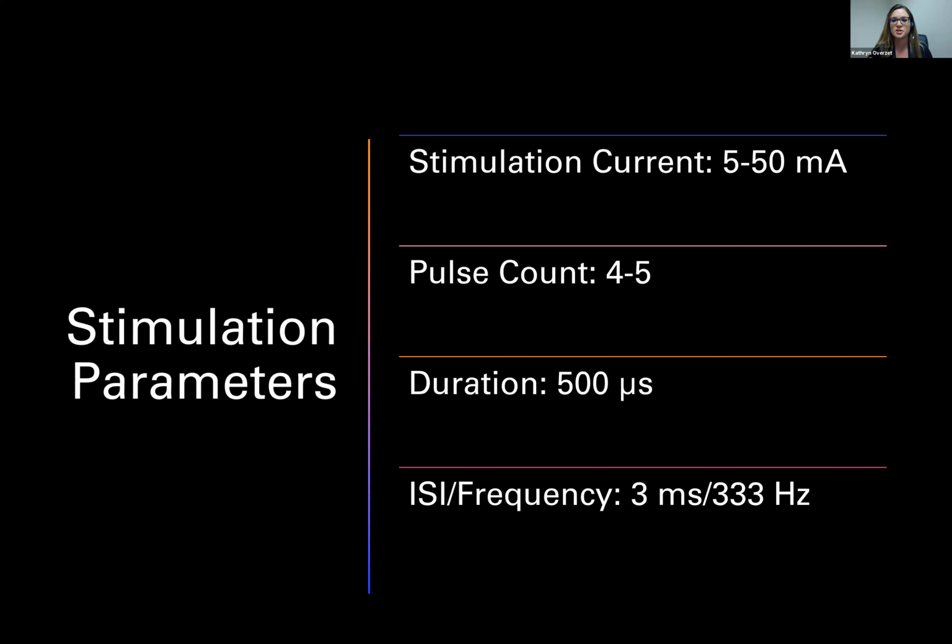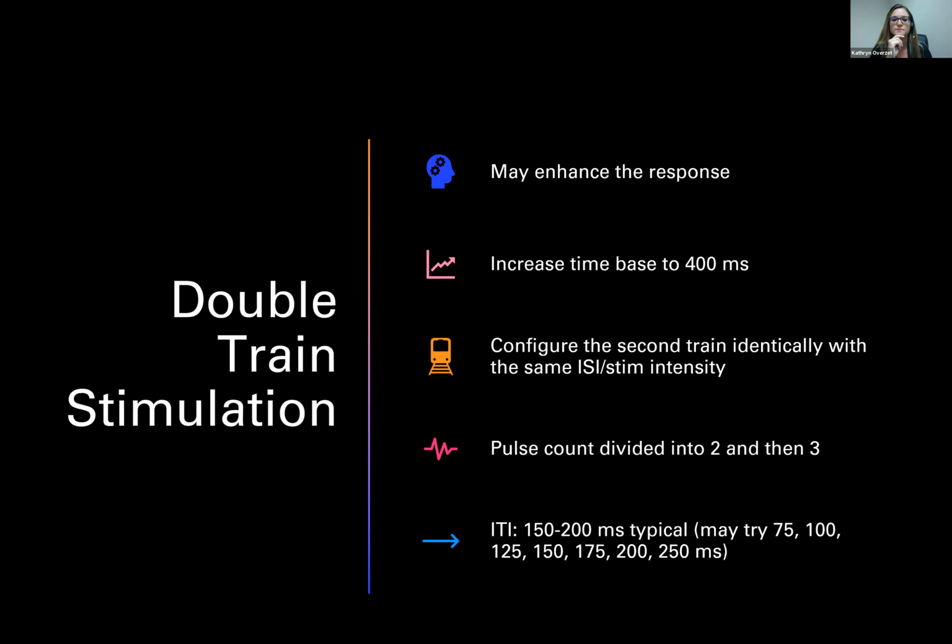But your stimulation parameters: 5 to 50 milliamps, pulse count of about 4 to 5. The duration is going to be higher than you typically would use for your posterior tibial nerve or other SSEPs, of 500 microseconds, and then an ISI of 3 milliseconds, or 333 hertz, if that is what your machine is set to. A double train stimulation, if you're having trouble getting your responses with those values, is definitely the next step to try. It can definitely enhance the response.